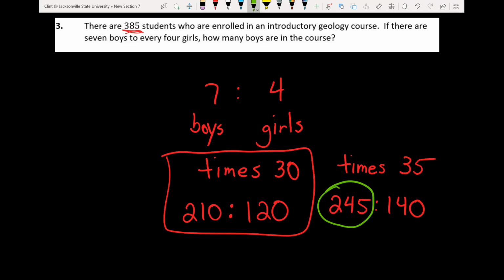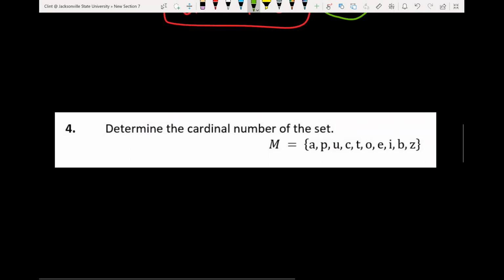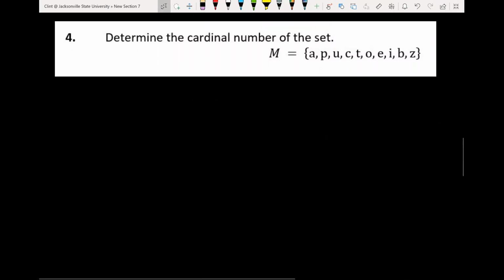All right, let's go to number 4. Number 4 says determine the cardinal number of the set. So we're into the set theory sections here. Cardinal number, if it doesn't spell it out like that, might say find this thing that looks like the absolute value of m. That means the same thing. The cardinal number is just how many members or how many elements are in the set. So we just have to count how many elements are in the set.